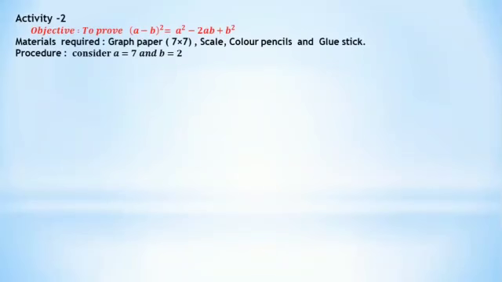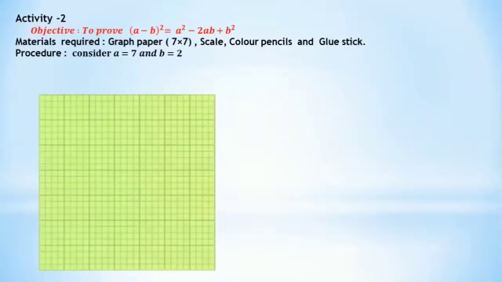So see now activity 2. Our objective is to prove (a minus b) whole square is equal to a square minus 2ab plus b square. The materials required will be the same: graph paper 7 by 7, scale, color pencils and glue stick. In the previous activity we took a as 5 and b as 2, where we were adding 5 plus 2. But here we are doing subtraction. From a you are subtracting b. A minus b whole square.